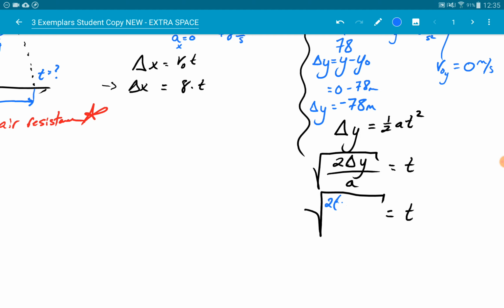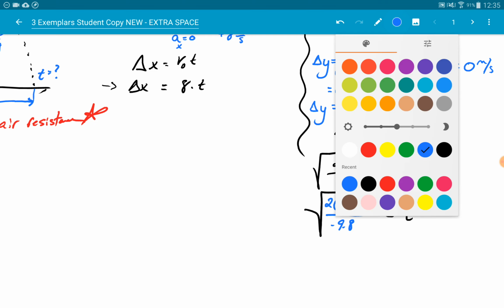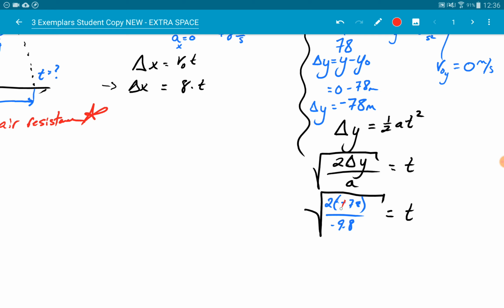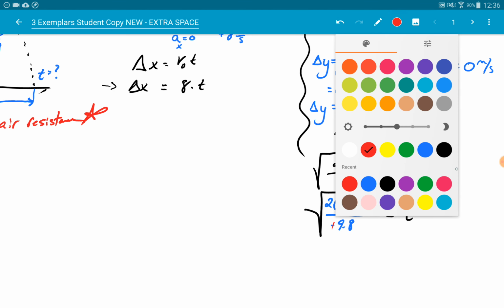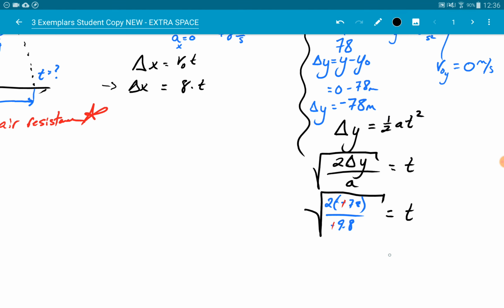So that's 2 times negative 78 divided by negative 9.8. Now we look at the math here, the negatives work out, that becomes positive, which is nice, because we can only take the square root of a positive number and get a real number, and I expect my time to be a real number, because every time that I've ever operated a stopwatch or a clock, I've always gotten real times. I've never gotten an imaginary number yet.